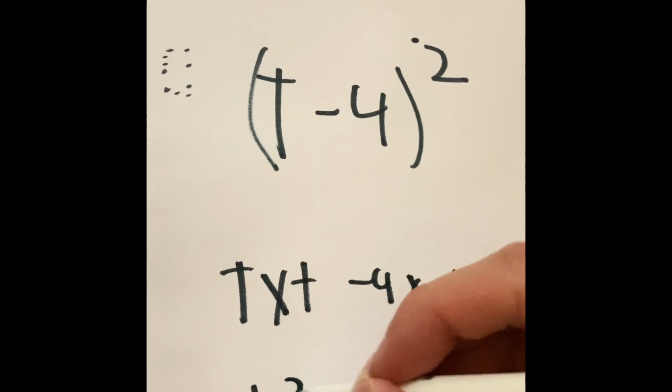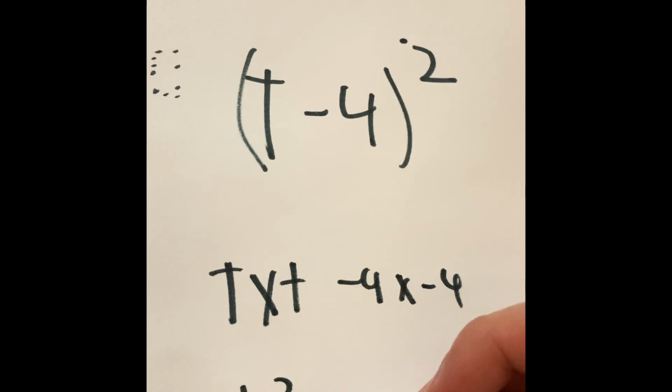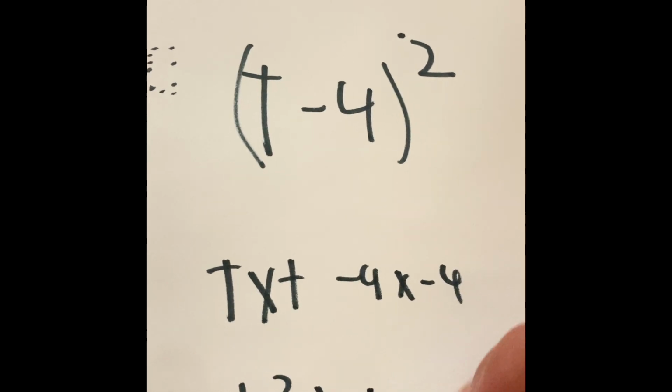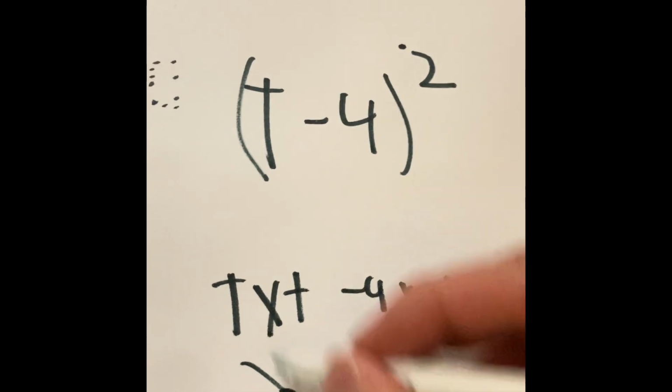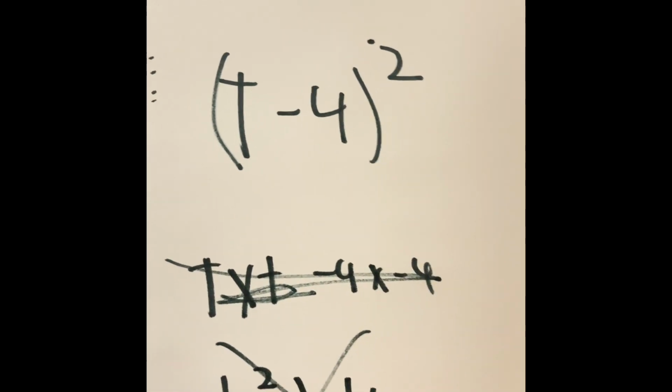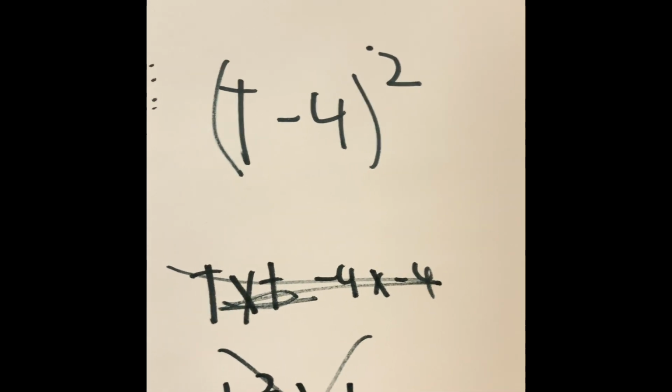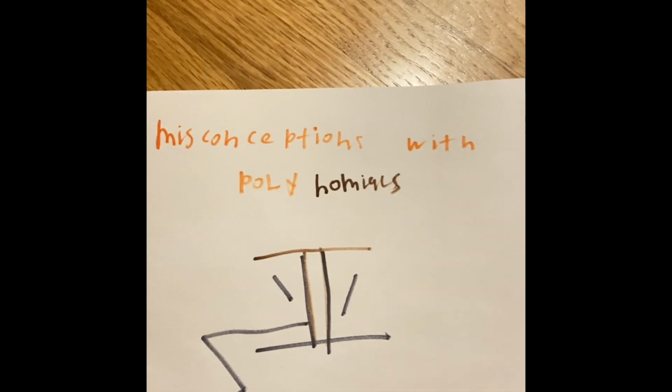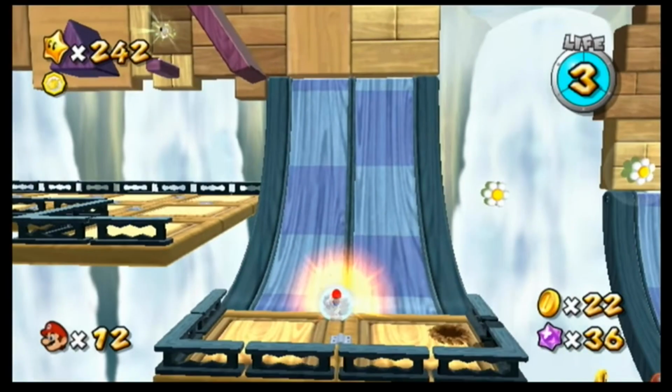You get t squared plus 16. This is the incorrect answer, because there's a different way to do it that will bring you to the right answer. So these are misconceptions about polynomials. Let's actually solve it.